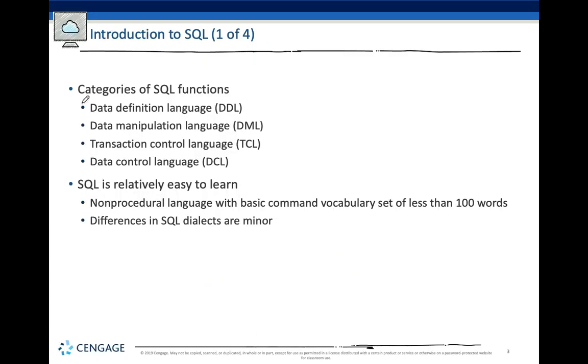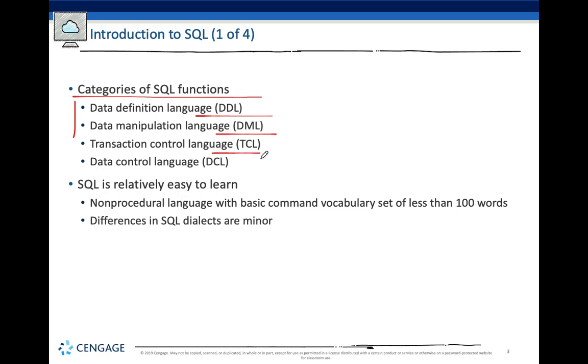So there are 4 categories of SQL functions, and if you are familiar with SQL or databases, you have probably seen the data definition language and the data manipulation language. The data definition language is used to create the database objects such as tables, indexes, views, etc. The data manipulation language is used to insert, update, delete, or retrieve data within the database tables.